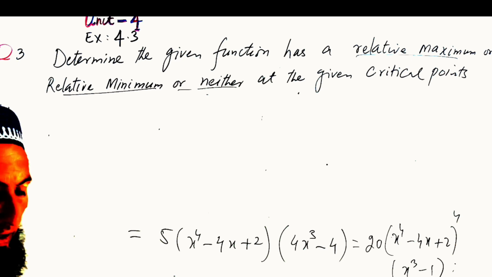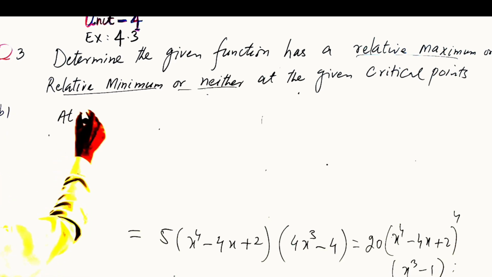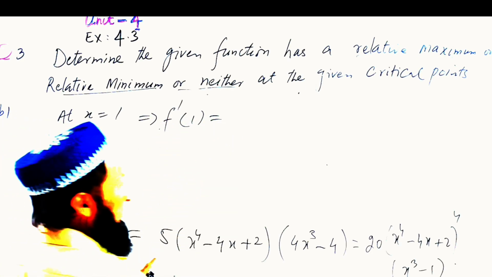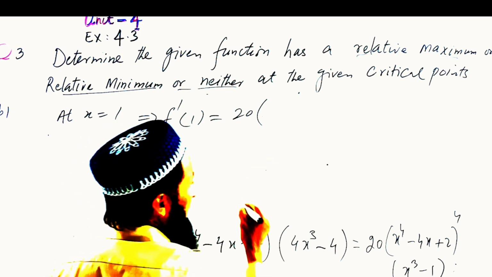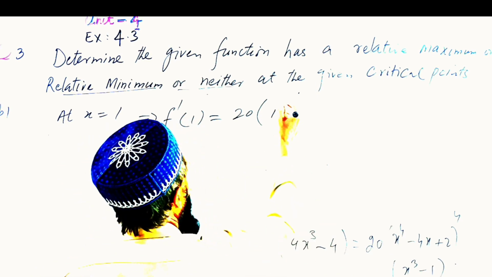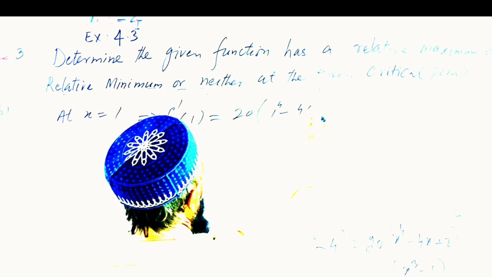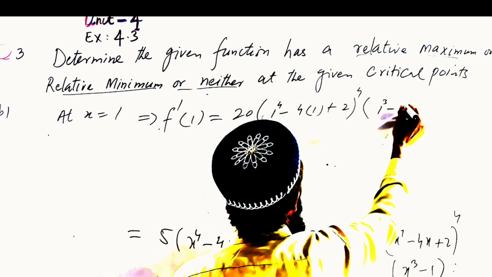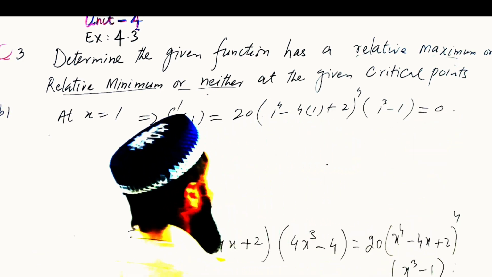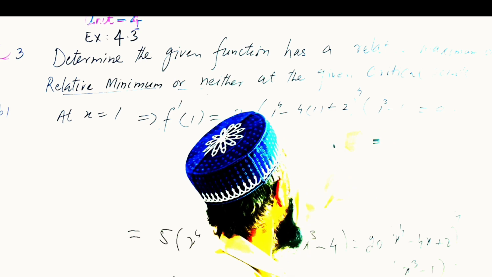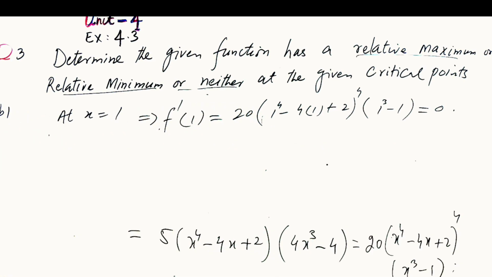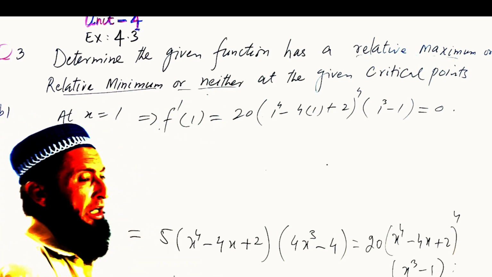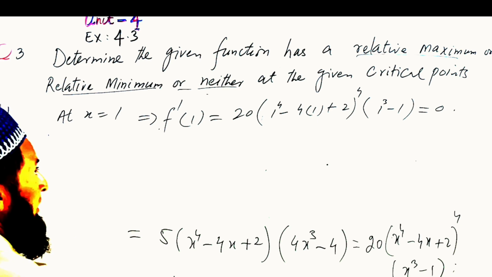Now at x is equal to 1, f dash 1 is equal to 20 into (1 power 4 minus 4 into 1 plus 2) whole power 4 into (1 cube minus 1). So the result is 0, because 1 cube minus 1 is completely 0. So we have used the first condition. Now we check for the relative maximum or relative minimum, so we are using the second condition.